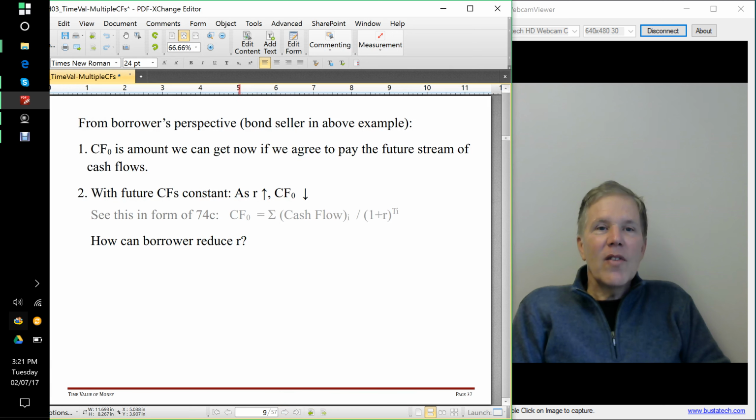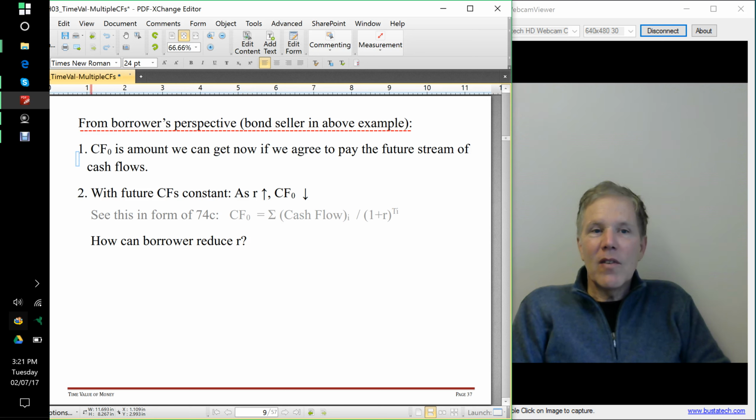All right, so now let's think about this equation from the borrower's perspective here. And from a borrower's perspective, that would be the bond seller in the above little example we were looking at. From the bond seller's perspective or the borrower's perspective, CF0 is the amount the bond seller can get now if she agrees to pay the future stream of cash flows.